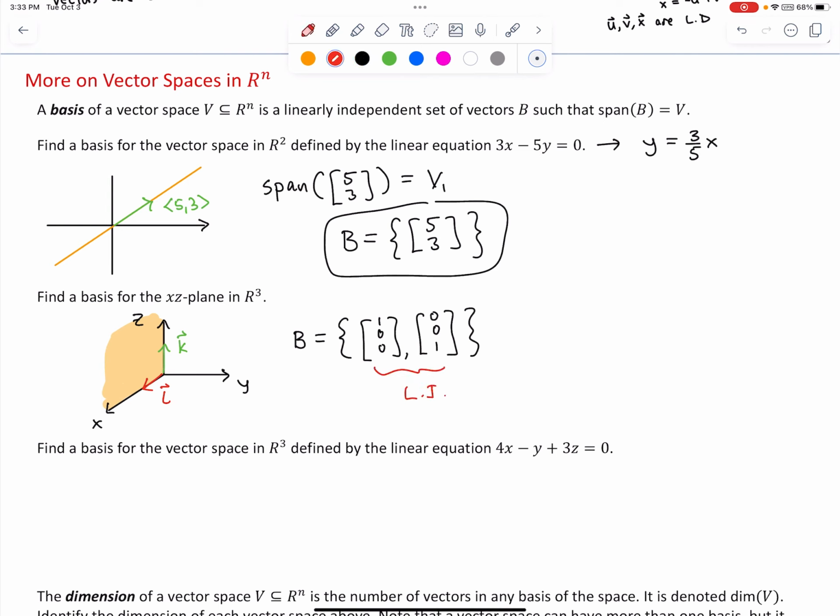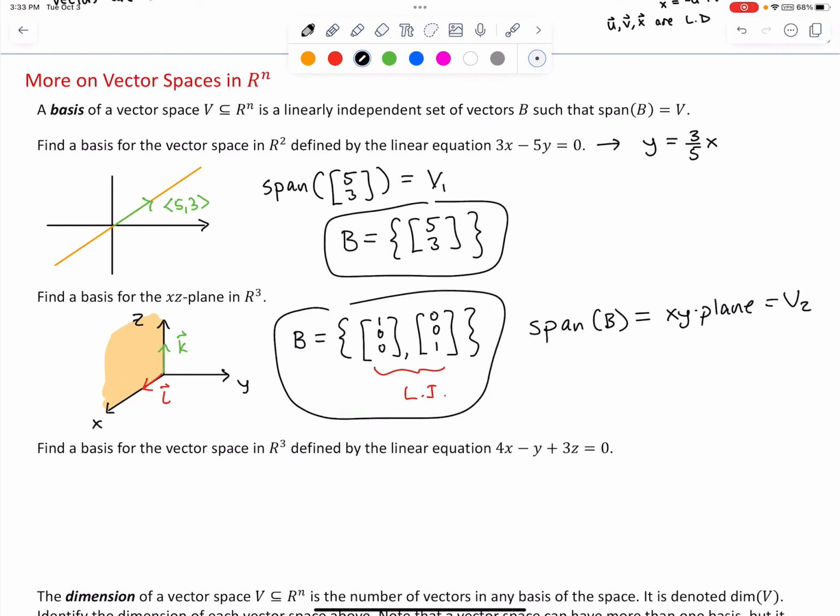Neither one is a multiple of the other. And furthermore, we have that the span of this set of vectors does equal the xz plane, which is our second vector space in question here. I could have picked any two vectors in the xz plane that were linearly independent of each other, so not collinear, and those two vectors would have been a sufficient basis for the vector space. But what is certainly true is that I needed two vectors.